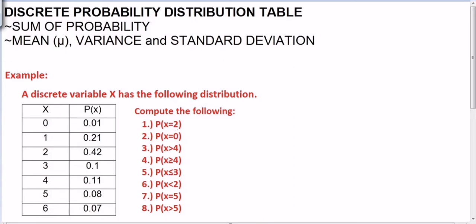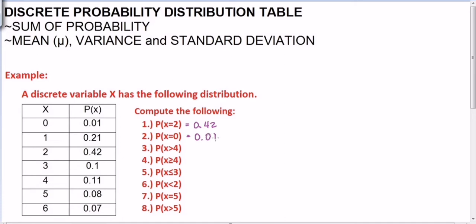Kapag ka-equals, guys, hahanapin nyo lang yung probability ng mismong binigay na x value. So, dito, binigay niya yung 2 na x. Ano daw yung probability nun? So, ito yung magiging sagot natin. So, the answer in this question or item is equal to 0.42 or 42%. Okay? Now, let us have the probability of x is equal to 0. So, kung yung x daw ay is equal to 0, ano daw yung probability niya? So, ito yun. So, we have 0.01.